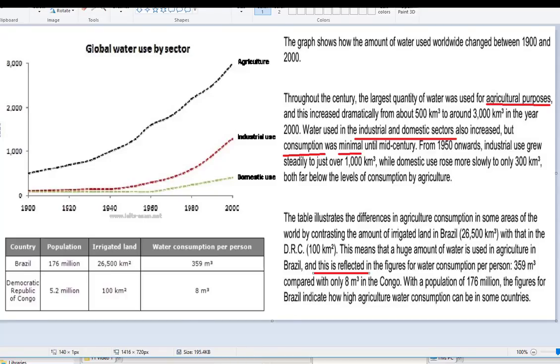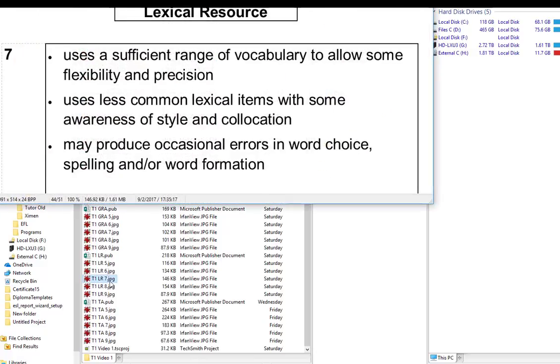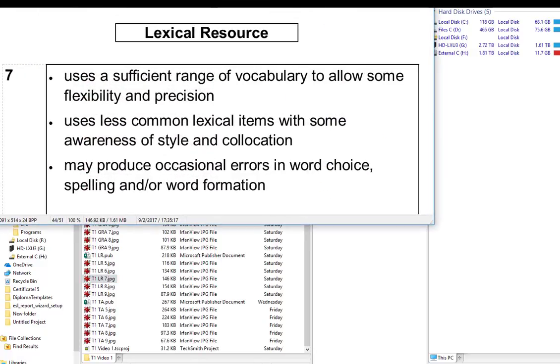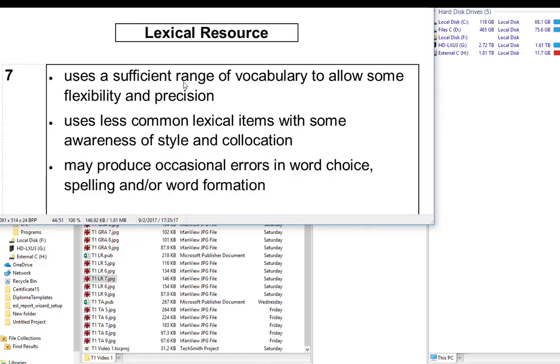See very few errors. So, because it's relatively error-free, it would be difficult to give this person a 6. Because there aren't really inaccuracies. So the range would be sufficient to give this person a 7 for vocabulary.